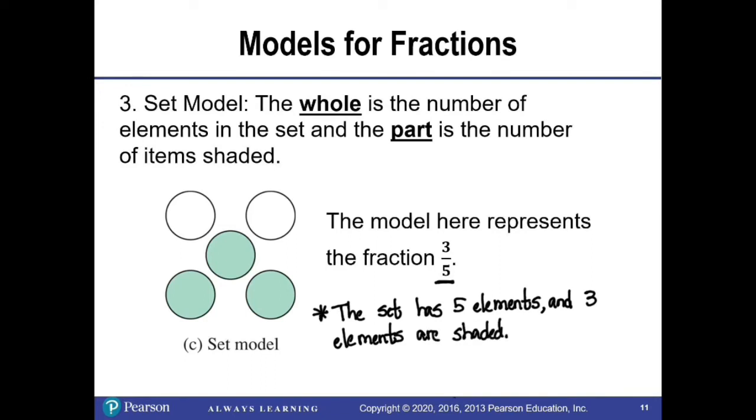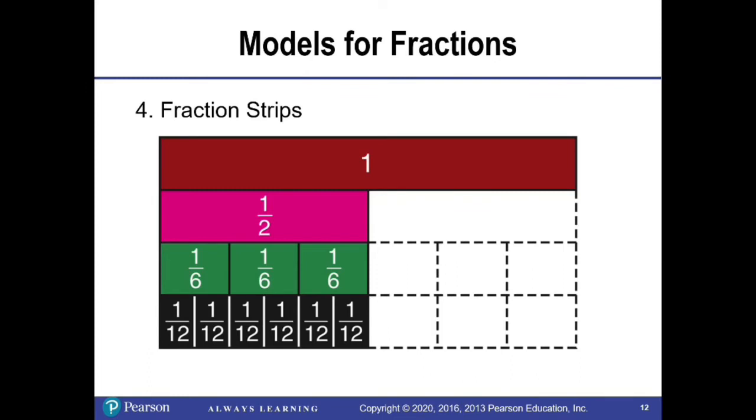A final model that we'll look at is fraction strips, sometimes called fraction tiles, or you may see them as fraction circles. Notice we have a strip that's red that represents our whole. Below that is pink. Notice that the whole is divided into two parts, and one pink is one of those two parts, or one half. Then we have green strips below that. Notice that the whole is divided into 6 parts here, and each green strip represents one of those 6 parts.